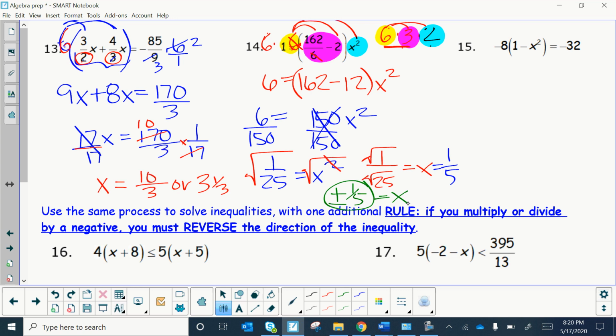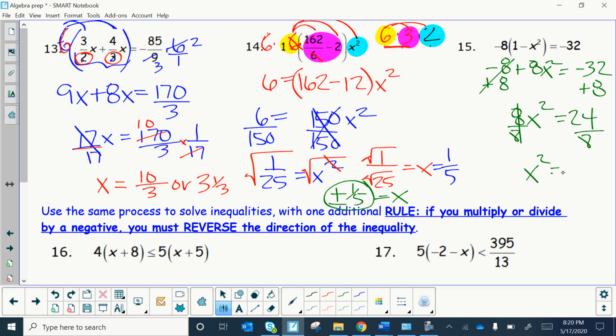All right, let's look at this one over here. We've got parentheses, so I want to go ahead and distribute: negative 8 plus 8x squared equals negative 32. All right, I'm going to add 8 to both sides to get x by itself. So I have 8x squared equals 24.